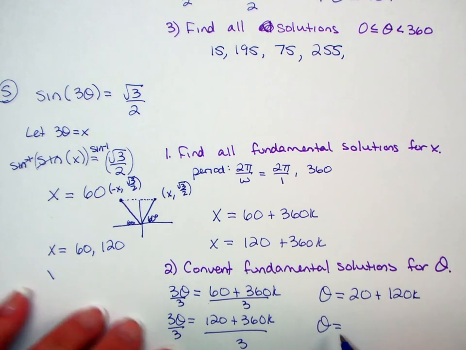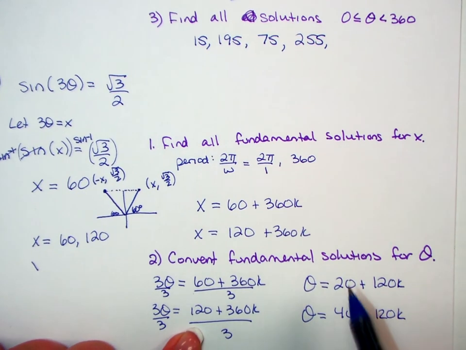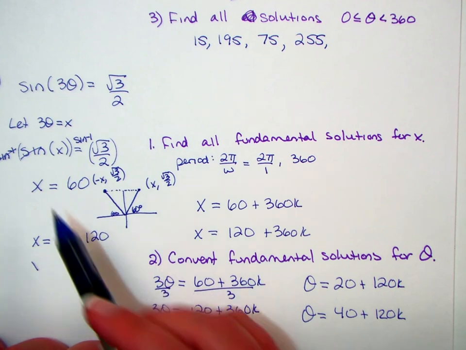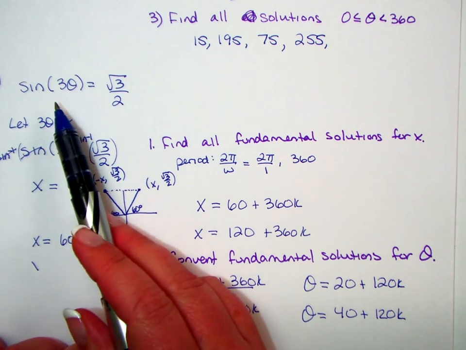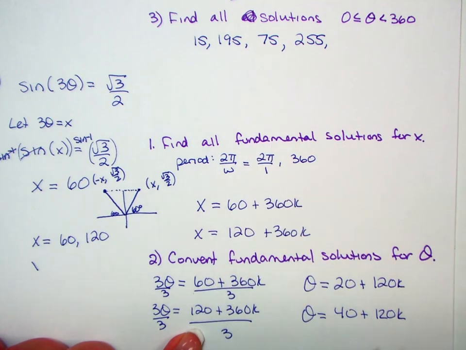And I'm going to get 40 plus 120k, right? So these are all the fundamental solutions for theta, and they're a third of the normal solutions, because this function oscillates 3 times as fast, right? It's compressed by a factor of 3. And so we get these solutions.